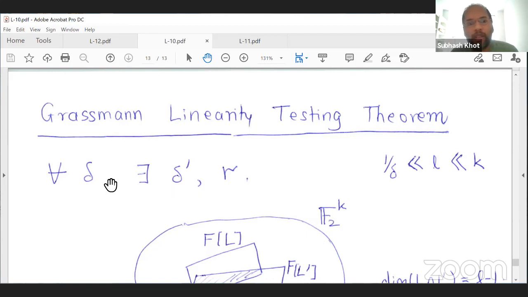If you really want to get to the details, then I would say that for every delta, there is a delta prime and r, such that for sufficiently large L, after fixing L, for all sufficiently large k, the following holds.